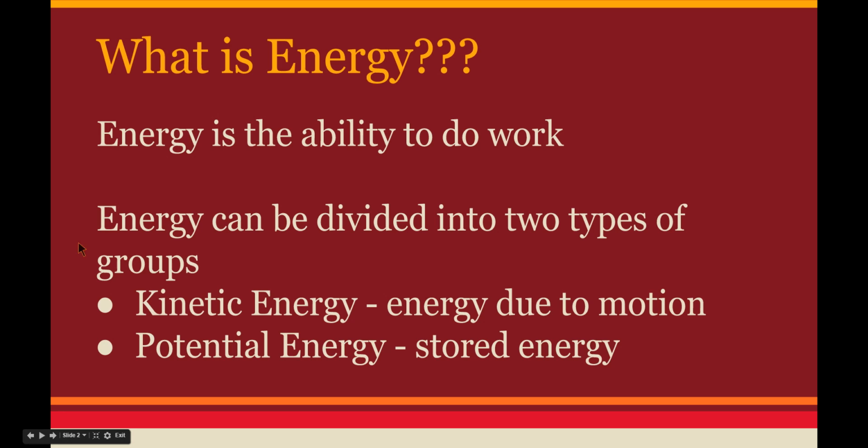Energy can be divided into two types of groups. First one is kinetic energy, and this is energy due to motion. So anytime that you have something moving, you're going to have kinetic energy. And potential energy is stored energy. So you are standing up top of a ski hill. You're not moving yet. You have a lot of potential energy. Then when you start going down the ski hill, you're full of kinetic energy because you're moving.